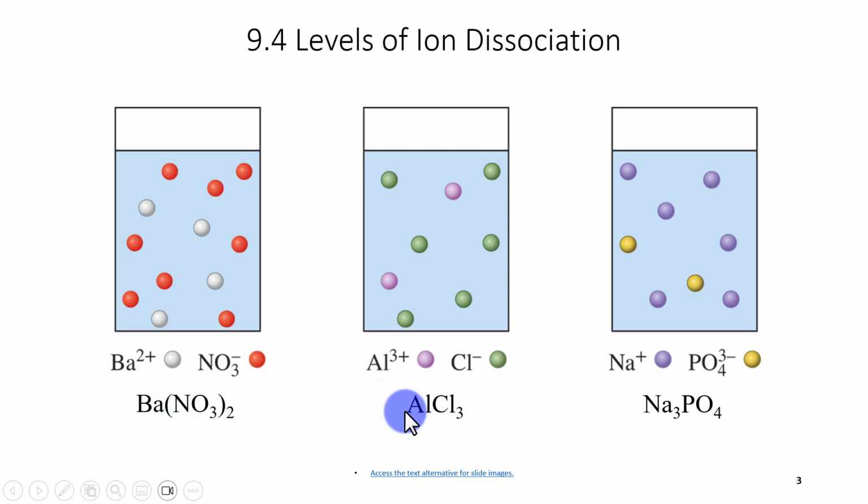What about aluminum chloride? Well, I have 1 aluminum and 3 chloride ions, so a total of 4 ions for every molecule of aluminum chloride, which means that this produces more ions in solution and therefore will be a better electrolyte. What about here? I have 3 sodiums and 1 phosphate for a total of 4 ions in solution, so this will also be a stronger electrolyte.